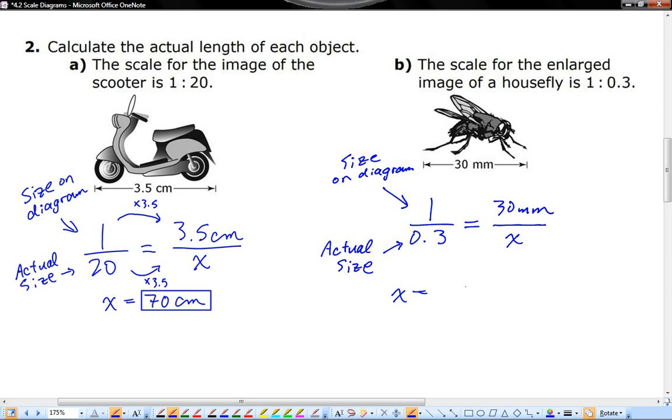And so to get that, we can simply multiply the numerator and denominator by the same number, 30, because we know that 1 times 30 gives us 30. 0.3 times 30 will give us 9 millimeters, and that is the actual length of this housefly.